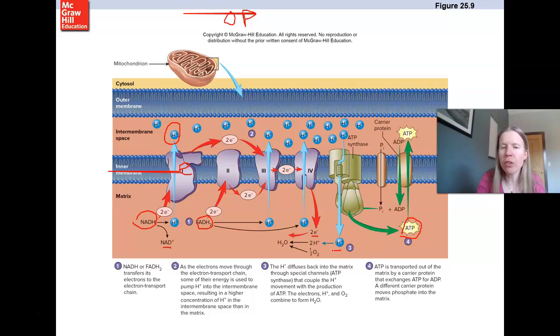So notice those hydrogens, the protons have come back through, the electrons have come back through. This is where we finally use oxygen. Oxygen is going to be reduced, right? Oxygen is going to gain those electrons and become water. Oxygen is the final electron acceptor in cellular respiration, and we produce water.